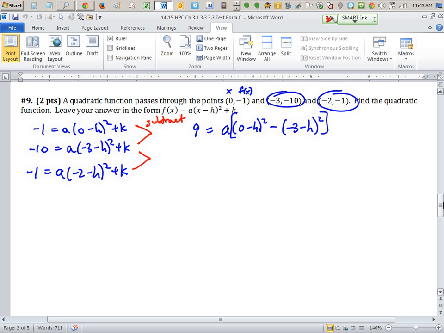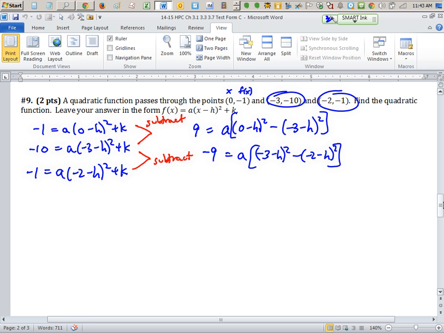And then I'm going to do the same thing with these two. Just subtract them. This time it's -10 minus -1, which is -9. The k is gone, as before. And we have (-3 minus h) squared minus (-2 minus h) squared. So I did equations 1 and 2, equations 2 and 3, just subtracting straight up. I also took the a out front.